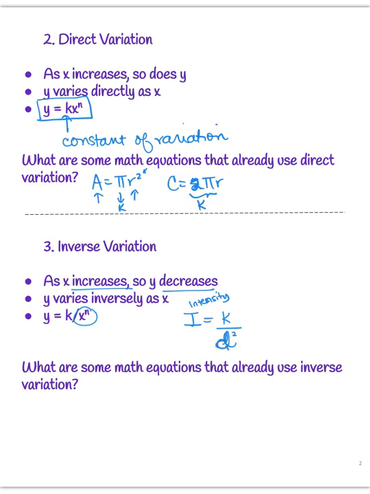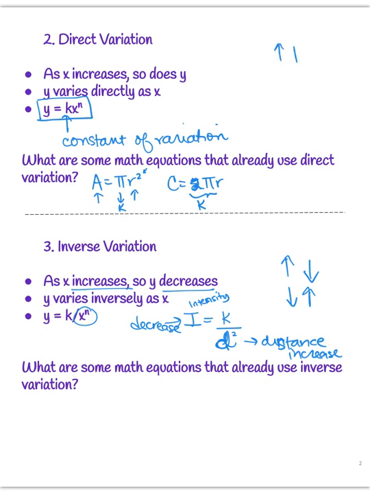The intensity of a light, like if you hold a flashlight against a wall and you get super close to the wall, the light's really intense, but as you walk away, as your distance increases, the intensity of the light decreases. So that's what I mean by as one thing goes up, the other thing goes down. And likewise, as something goes down, the other thing goes up. So that's inverse variation.